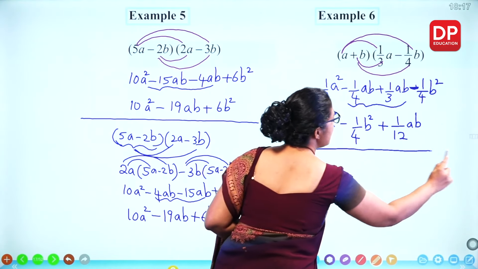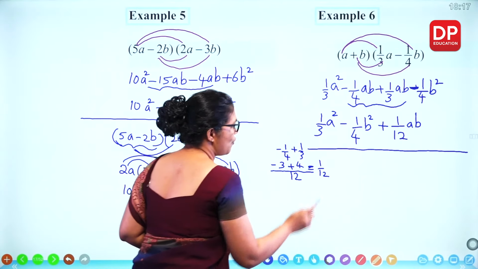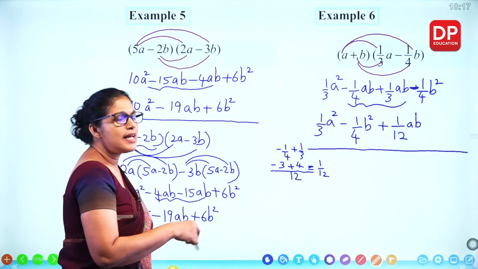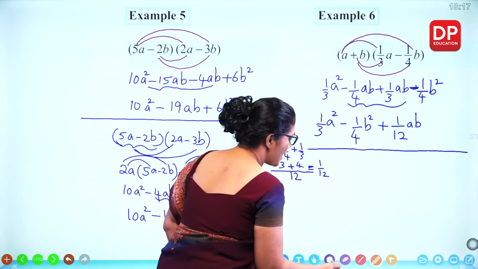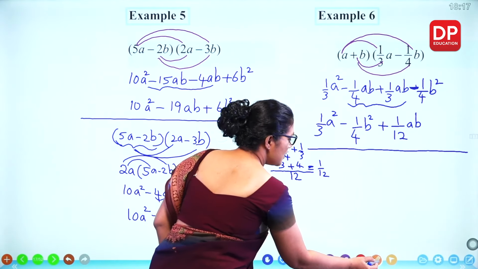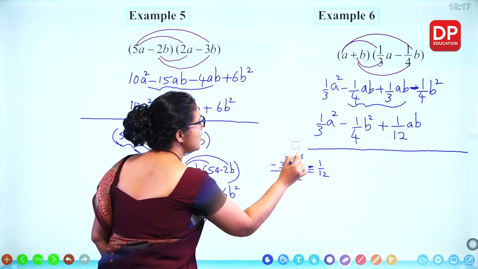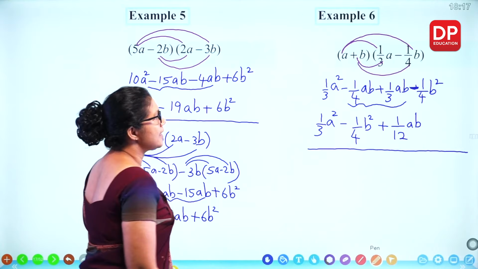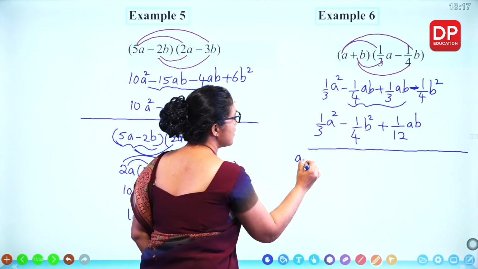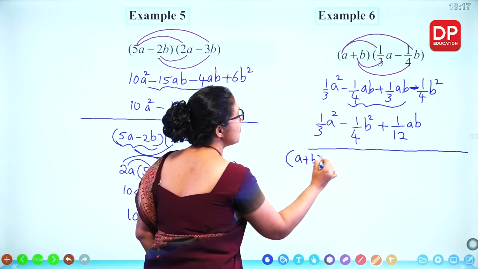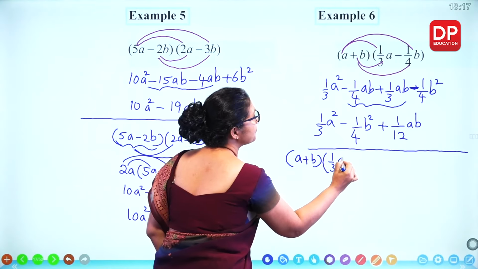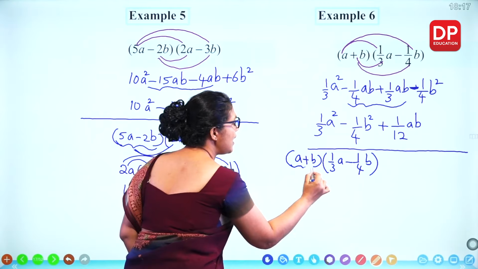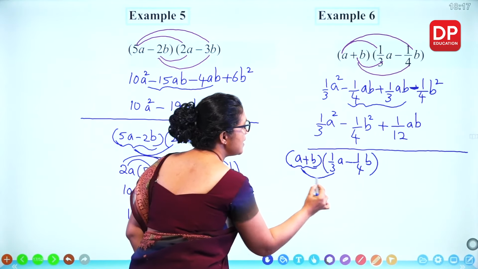Now we'll take the other method. If you are not familiar with this one, doesn't matter, you can write separately and multiply. So I'll erase this one and write down the other method. If you are multiplying this one, what can I write? I can write this whole expression multiplied by this and this.